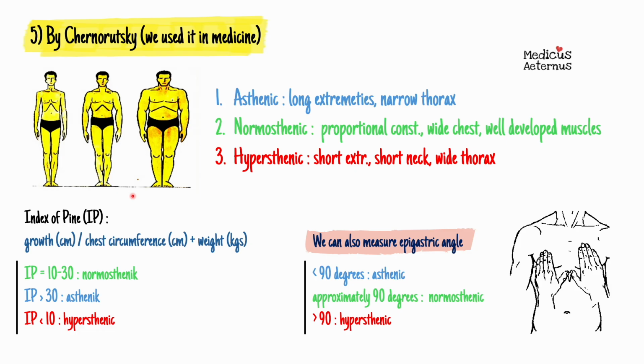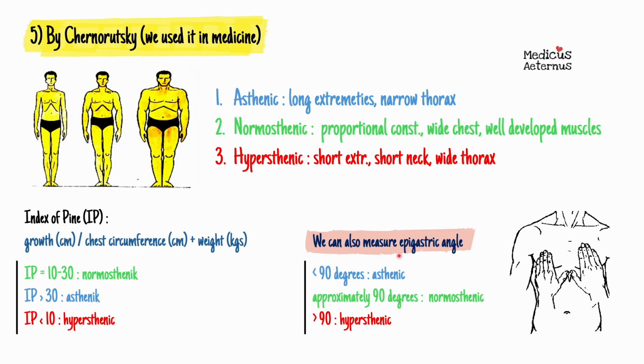To find out about these three body constitutions, we use these two measurements. The first one is the index of Pignet. We measure the height in centimeters, minus the chest circumference in centimeters, and we subtract the weight in kilograms. If the values are between 10 and 30, this person is normosthenic. If it is more than 30, he is asthenic, and if it is less than 10, then it is hypersthenic.